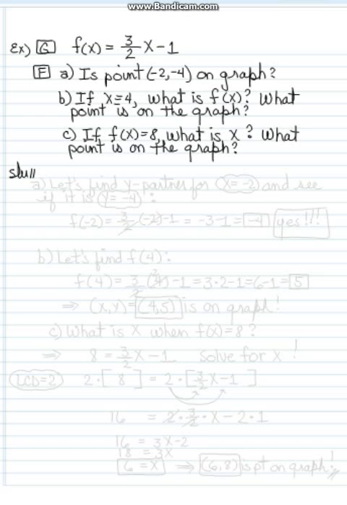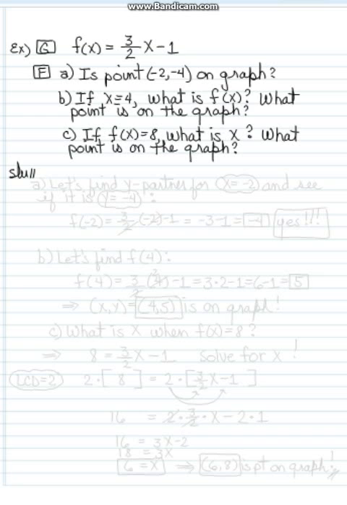Given the function f of x is equal to 3/2 times x minus 1, find part A. Is the point (x, y) equals (-2, -4) on the graph? Part B. If x is equal to 4, what is f of x? What point is on the graph? Part C. If f of x equals 8, what is x? What point is on the graph?